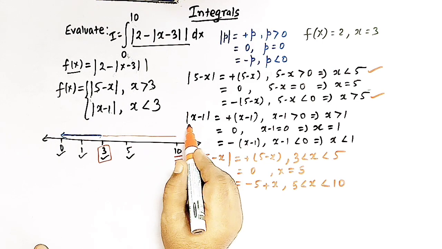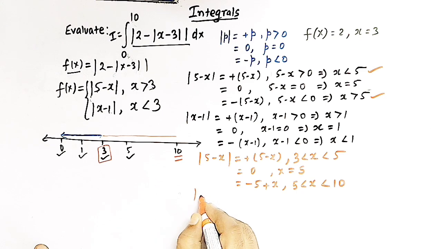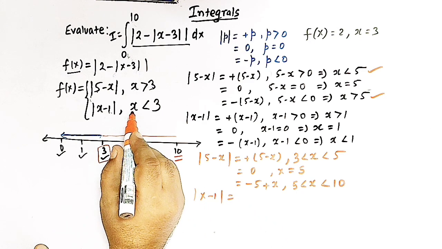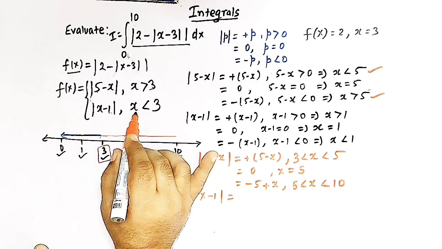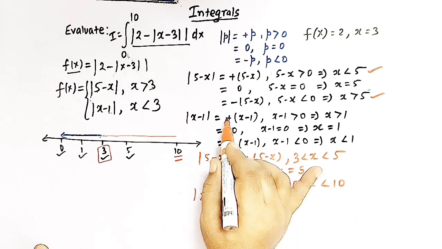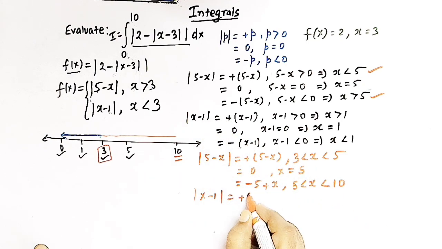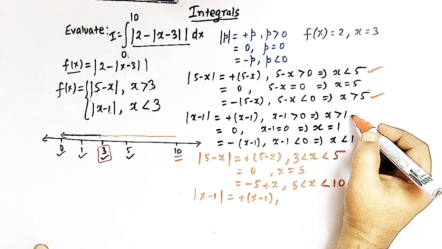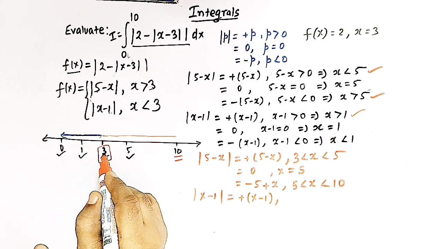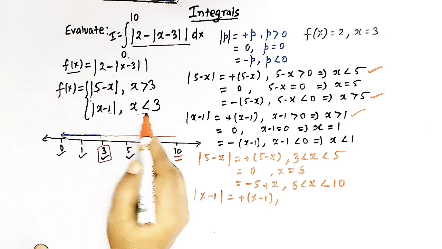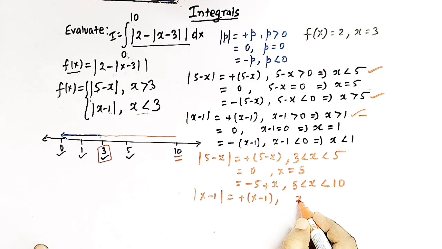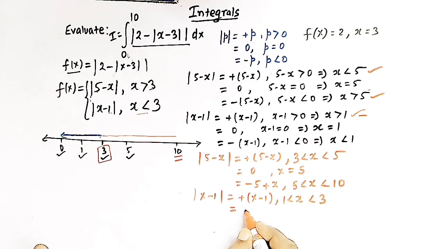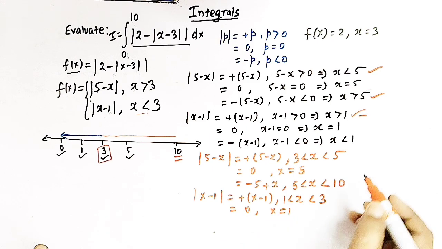So now let us consider this function. So we have mod x minus 1. Now here when we consider f of x is equal to mod of x minus 1, we have this condition x less than 3. And here mod of x minus 1 is positive x minus 1 when x is greater than 1, right? But we have x less than 3. So combining these two inequalities, x less than 3 and x greater than 1, we can now write x greater than 1 but less than 3. And mod of x minus 1 is equal to 0 when x is equal to 1.